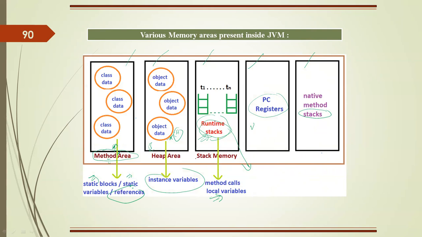This is important. I have told you about the five memory areas. The JVM memory representation has the method area. Inside the method area, static blocks and static variables are stored. Instance variables are stored only inside the heap area, and the stack area stores method calls and local variables. We also have PC registers and the native method stack.